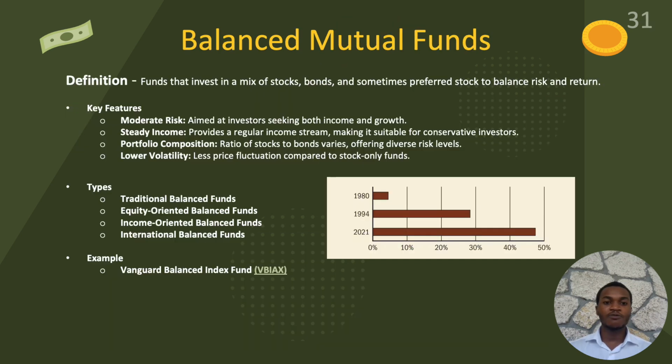Balanced mutual funds invest in a mix of stocks, bonds, and sometimes preferred stock to balance risk and return. They aim to have moderate risk and steady income with a portfolio composition that varies based on desired risk levels. So as you can see, there are several types of balanced funds. A specific example would be the Vanguard Balanced Index Fund, which holds a mix of stocks and bonds, maintaining about a 60 to 40 stock to bond ratio.